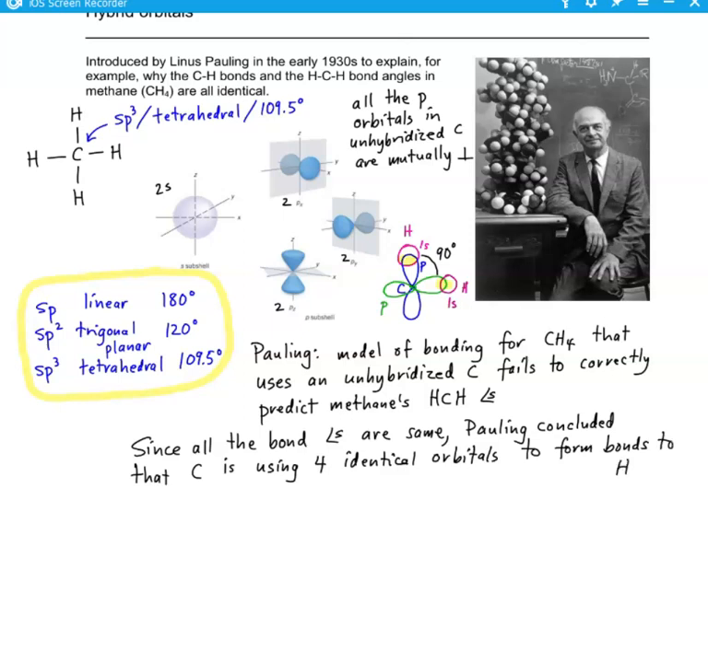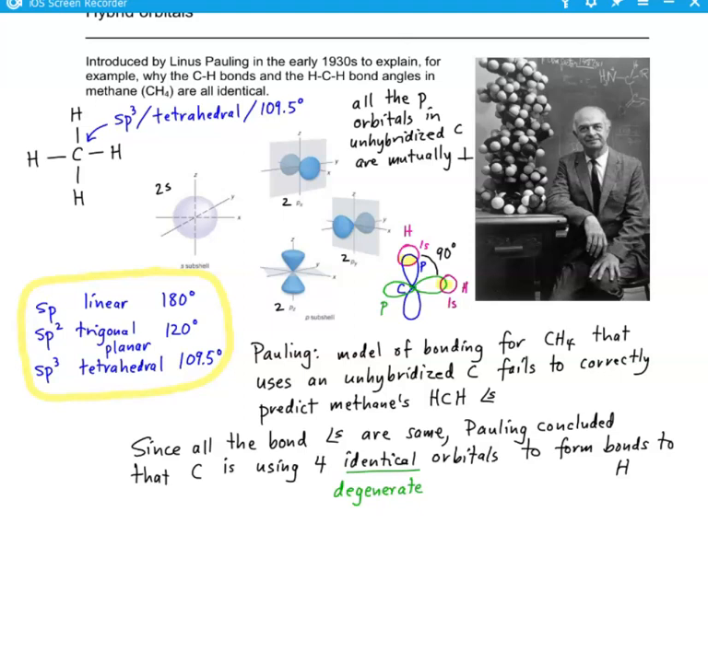Now, when we think about identical orbitals, we can use a term that we've already seen, and that is degenerate. So 4 identical orbitals, 4 orbitals that are equal in energy and in all other respects are all the same. So what we're going to do is look at how Pauling constructed these ideas of hybrid orbitals. It turns out it's a mathematical process, but we're going to hand wave past the math. We don't have to worry about the math.